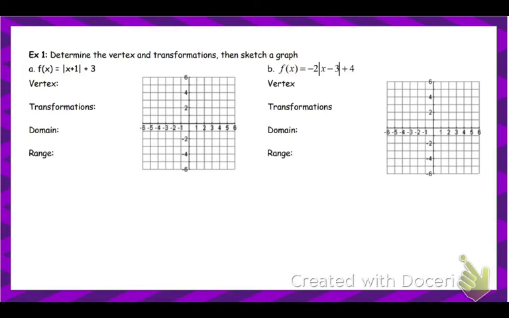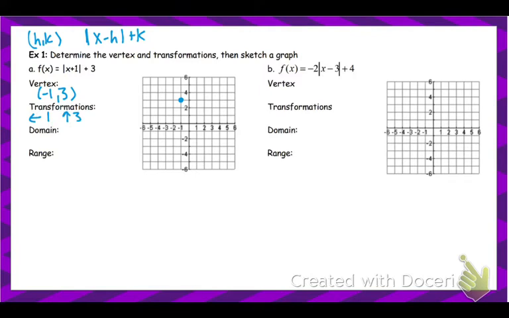All right, so let's look at some examples. The first thing we're going to do is determine the vertex. The vertex is the HK value based off of this structure of the function. So in this case, if it's x plus 1, then -1 is the x-coordinate, and 3 is the y-coordinate. Transformations: we've gone left 1 and up 3. And then we're going to go ahead and sketch this graph.